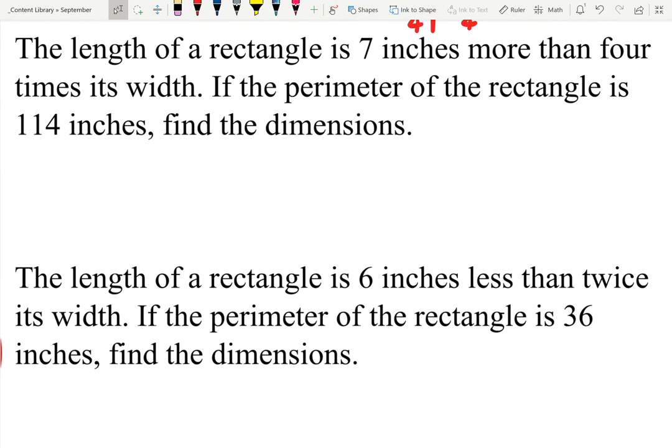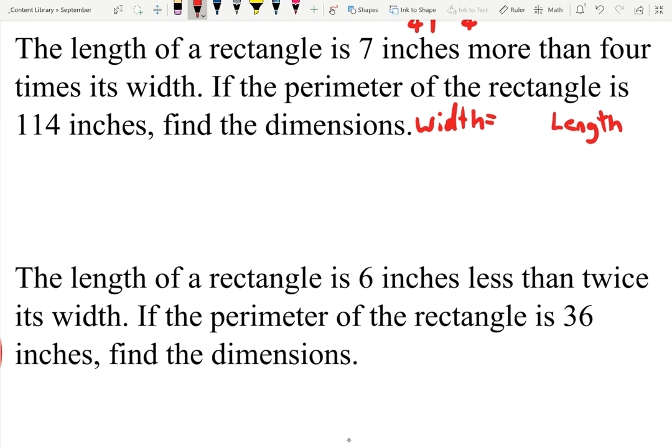All right, looking at the second practice problem, similar idea. Let's set up my width and my length. So the length of a rectangle is 7 inches more than 4 times its width. Find the perimeter if the perimeter is 114, or find the dimensions if the perimeter is 114.